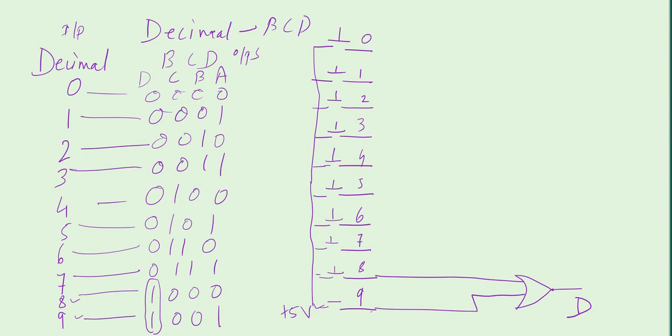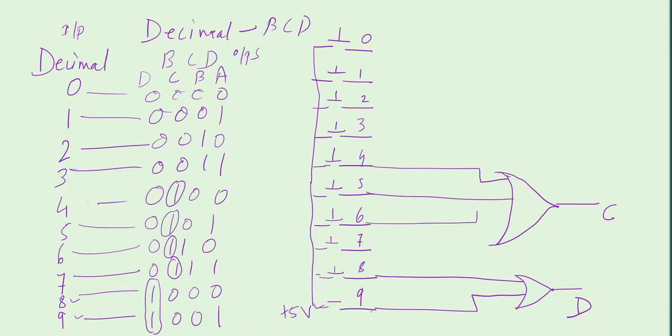Now let us consider C. C is 1 for the cases 4, 5, 6 and 7. So 4, 5, 6 and 7 will be the inputs of the OR gate. Let us draw the OR gate in this fashion, a bigger OR gate which has 4 inputs. It will generate the output C and it will have the inputs 4, 5, 6 and 7. So C will be high only in these cases. Other inputs are not necessary to connect for that.